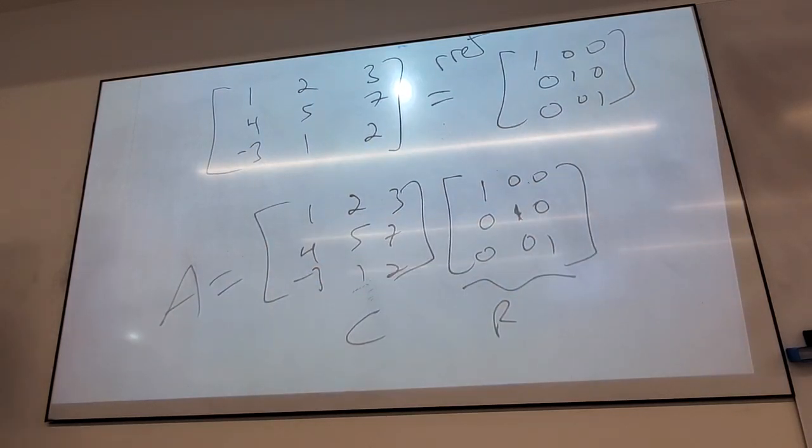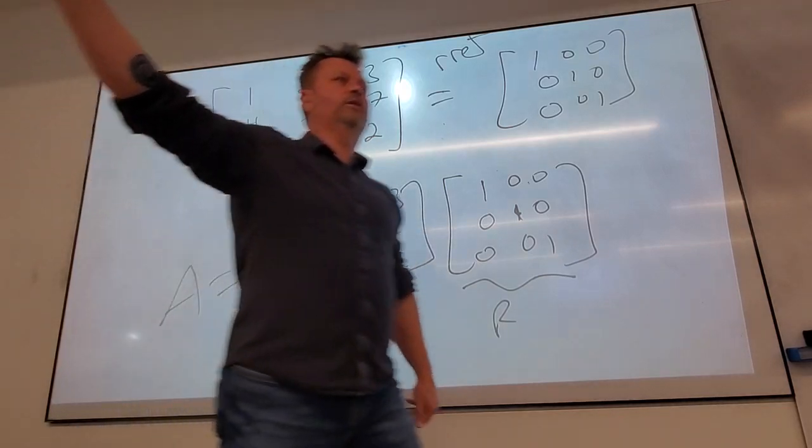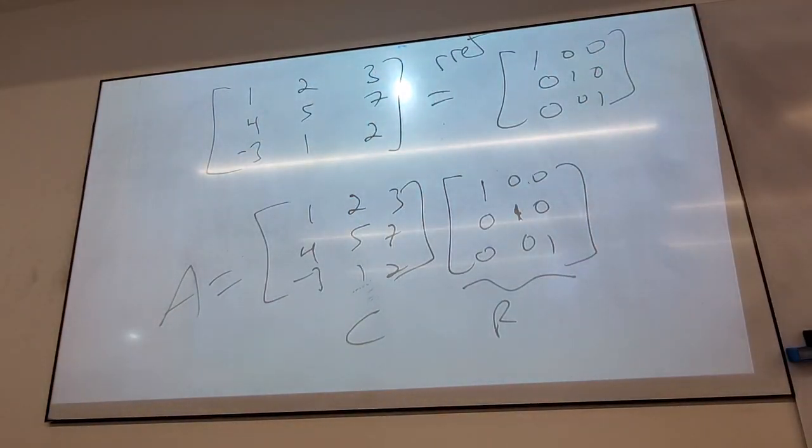So if I have a situation where all my column vectors are independent, I have no work to do. If I can just see that, I'm done. R is the identity matrix. C is all the columns. Where are my leading ones in my R, in my row reduced? First column, second column, third column. So which columns are independent from the original? All of them, all three of them. Yes? Okay. I like it.